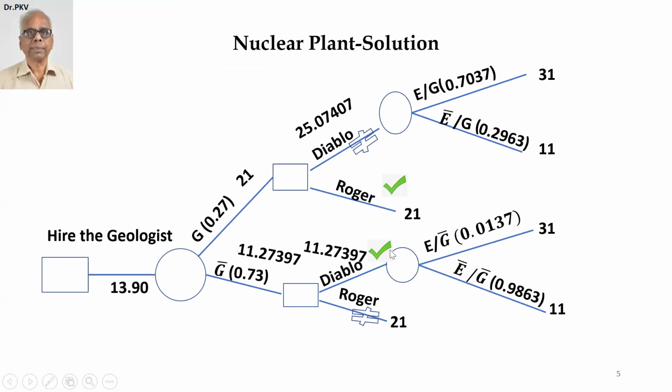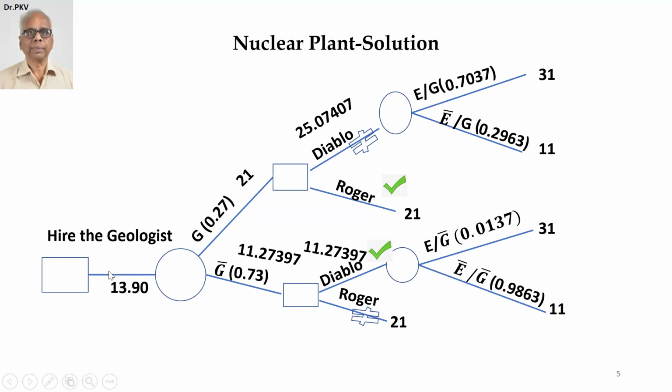And this Diablo cost, 11.27397, which is the right thing to do, but it occurs 73% of the time only because the geologist predicts no earthquake 73% of the time. So now 21 into 0.27 plus 0.73 into 11.27397, the weighted average cash flow, which is the expected monetary value, which is the overall cost of hiring the geologist, is 13.9 when you simplify this.